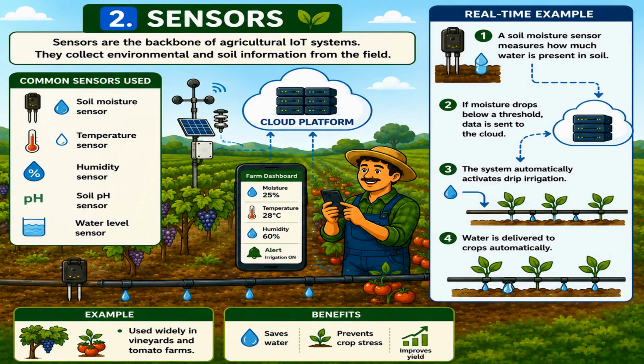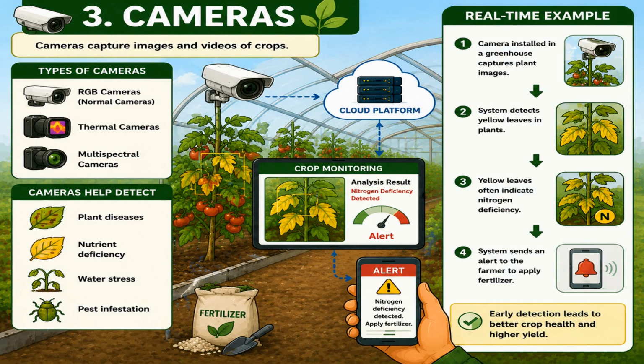Then the third component is the cameras, which help the farmers monitor crops by capturing images and videos of the plants in the field or the greenhouse. Now here you can see there are 3 types of cameras which are used in agriculture. That is, first is the RGB cameras, which are the normal cameras. Then you have thermal cameras, and third is the multispectral cameras.